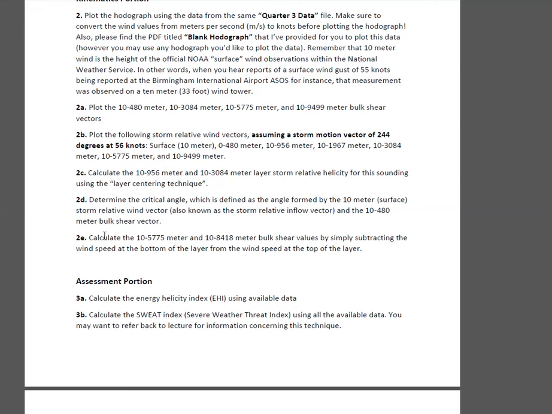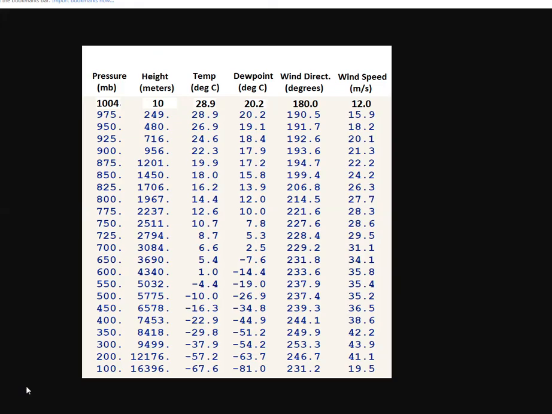All right, so calculate these bulk shear values. All you're doing in this case is plotting your hodograph, of course, using this data: your wind direction and your wind speed in meters per second. Make sure you convert to knots, guys. Be sure to convert these to knots. They were given to me in meters per second, so I didn't convert them, but you'll just go to Google, type in convert such and such meters per second to knots, and it'll do it for you right there. So make sure you use this data for your hodograph.